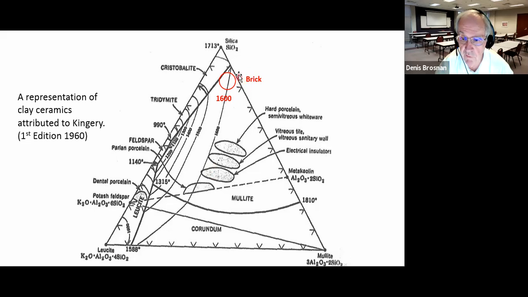I've plotted on here for you where bricks are. So bricks are aluminosilicate compositions. They're generally low in alumina content. They may be 12 to 15% alumina. If the bricks are made out of clay, then kaolin clay, then they can be even higher percentage up here. But nevertheless, most bricks are in this area of the phase equilibrium diagram.